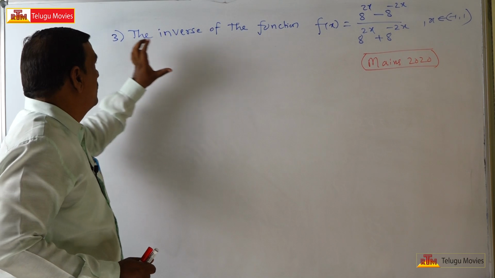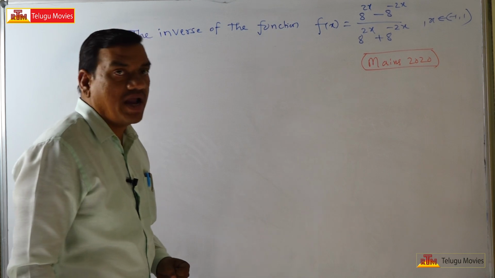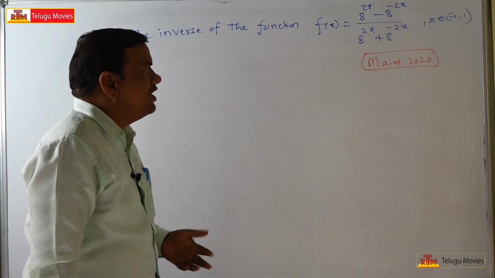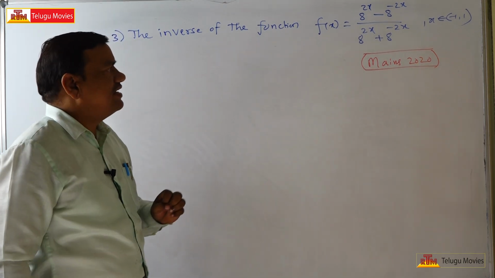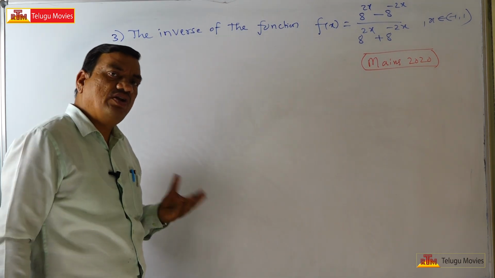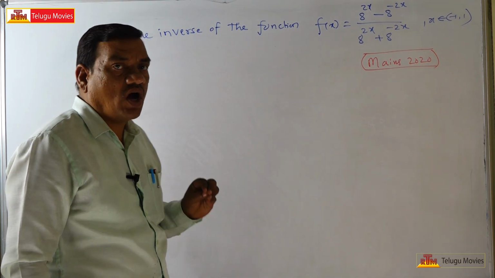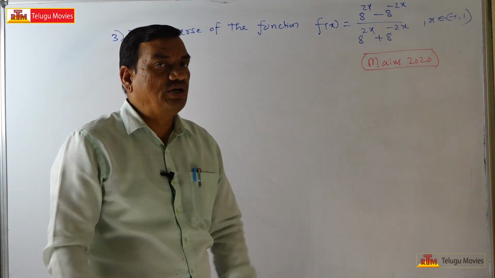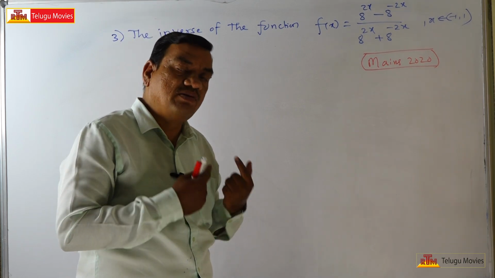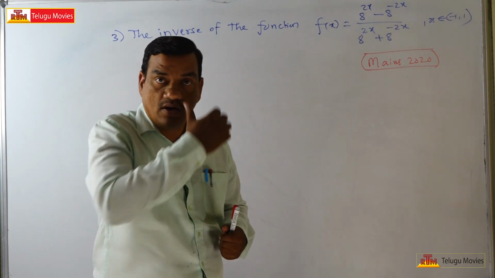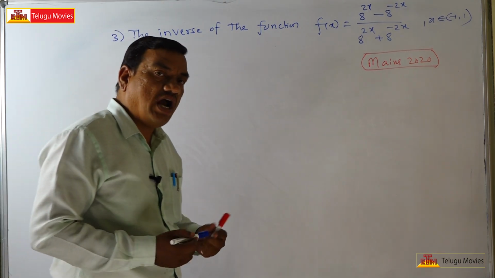Welcome to the third problem. The inverse of the function f of x is equal to (8 power 2x minus 8 power minus 2x) upon (8 power 2x plus 8 power minus 2x), where x belongs to minus 1, 2. So it is a very direct problem. If one function is given, you have to find its inverse. But try to understand, it is a competitive examination question. Directly you have to find the inverse. No need to check whether it is a one-one function or onto function. Since it is a bijection, only then they are directly asking for the inverse.